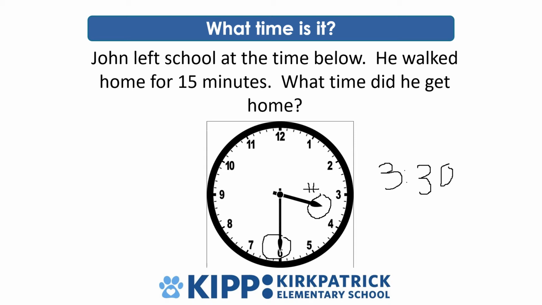One strategy you can use, you can add the minutes. I know that 30 plus 15 would give me 45, so that would have been 3:45. Or if you are someone who likes to use the clock, you can start at 3:30 because that's the time he left school. And again, the big numbers on your clock, you can skip count by fives. So I can count up 5, 10, 15. That represents the 15 minutes it took him to make it home.